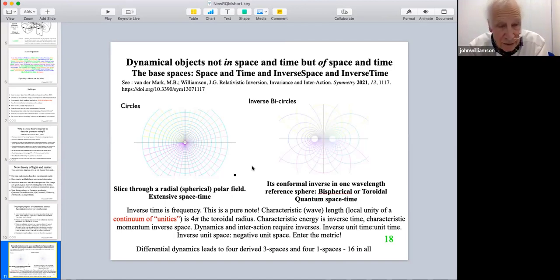anyway, three-dimensional. Clifford algebra Cl(1,3), which is the one I'm going to use. These are the things that square to minus one. So in that sense, we live in imaginary space and real time. Time is real, space is imaginary, in the sense that real and imaginary happen in complex numbers. Now, as I've said before, the differential dynamics leads to 4 derived 3 spaces and 1 and 4 derived 1 spaces, 16 spaces in all.